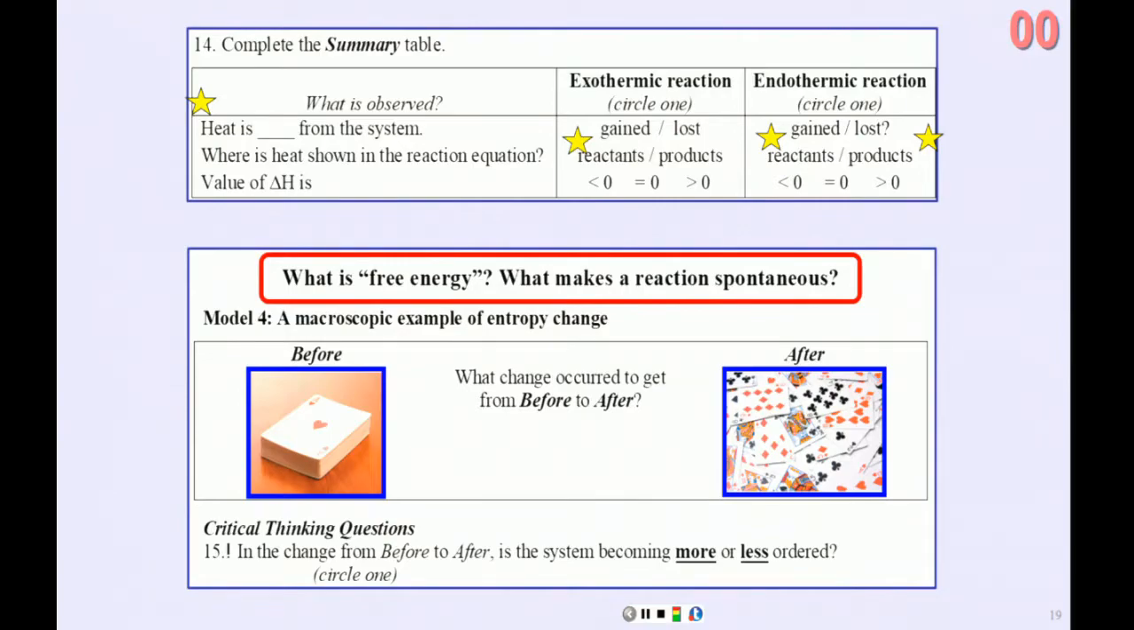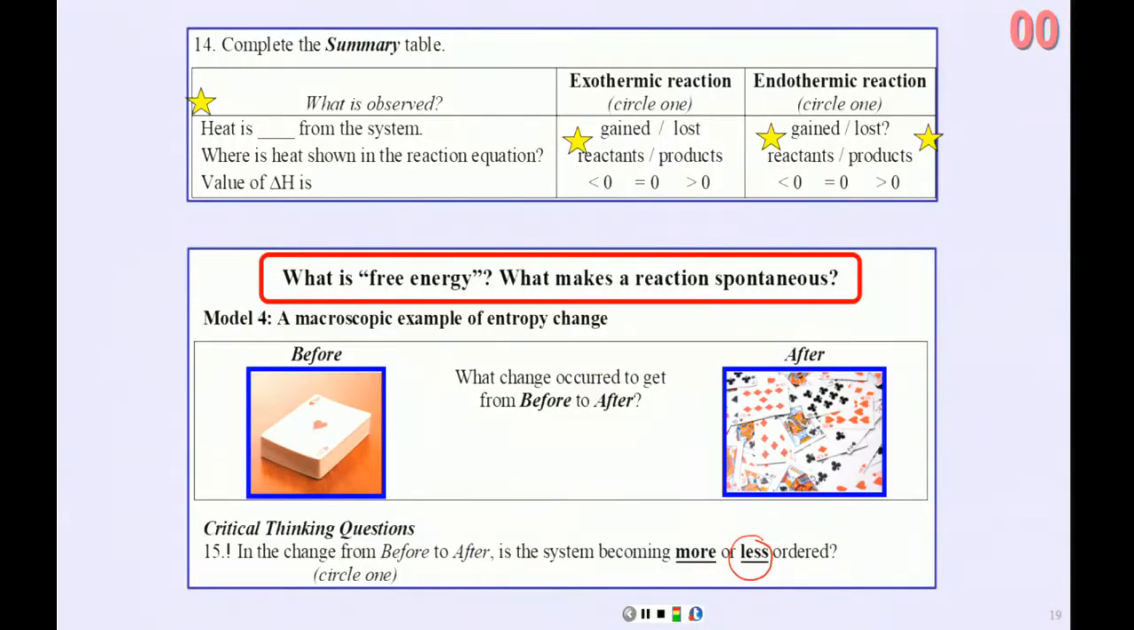So if you're looking at a deck of cards, like is shown on the left, they're all in a nice stack, and after, they're all mixed up. What change occurs to get from before to after is the system becoming more or less ordered. I would say much less ordered, positively less ordered.